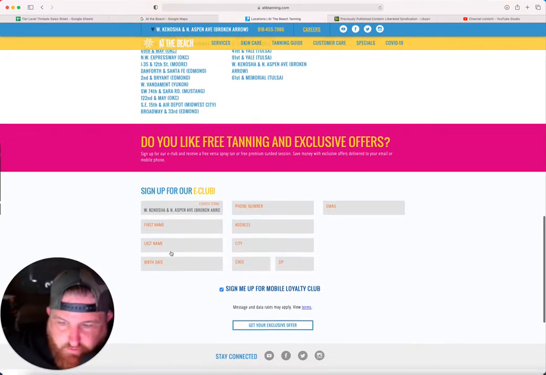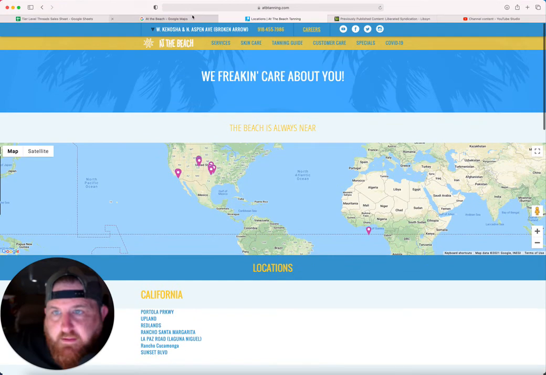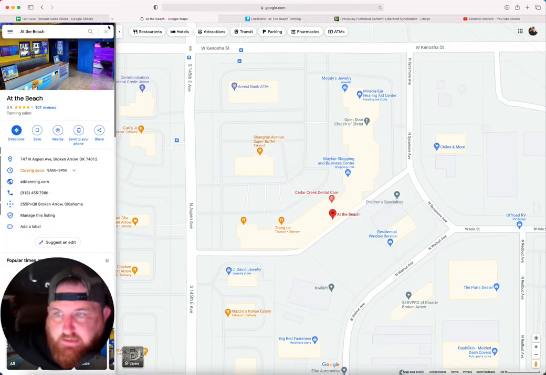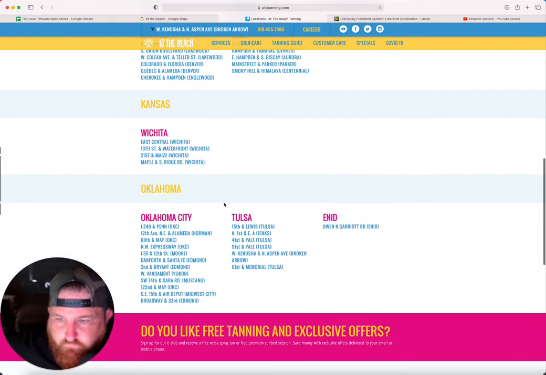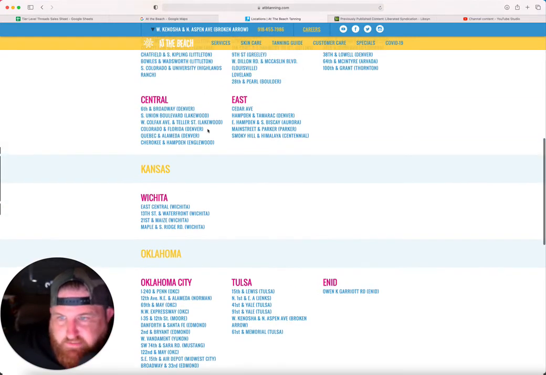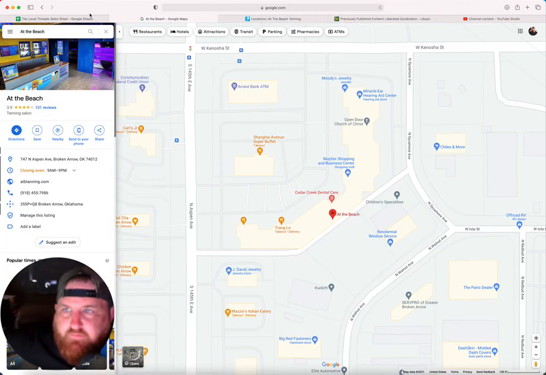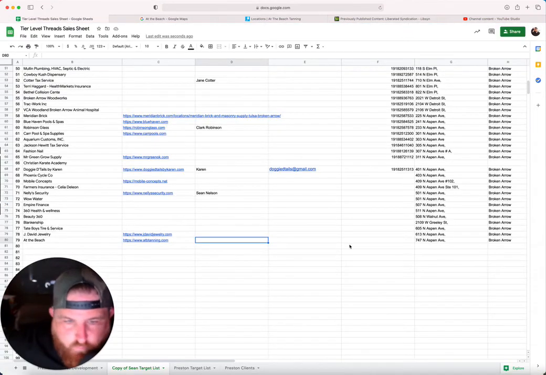So this could be something where you work with them on a local level, but maybe even work your way up the chain to get into more of their overall corporate, where they're ordering from you and then shipping all over the place. But yeah, they have 1, 2, 3, 4, 5, 6, 7 right here in Tulsa, one in Broken Arrow, Enid, and many more in Oklahoma City. So there's definitely some value we could bring to them as well.